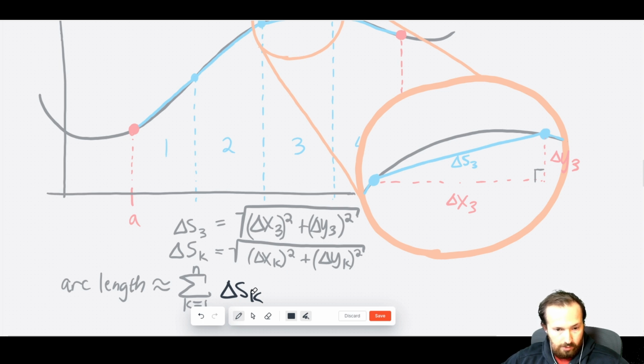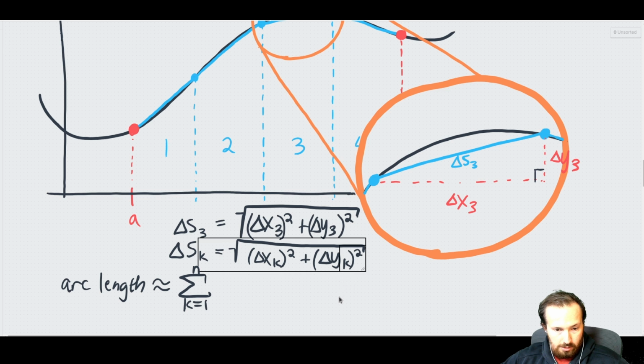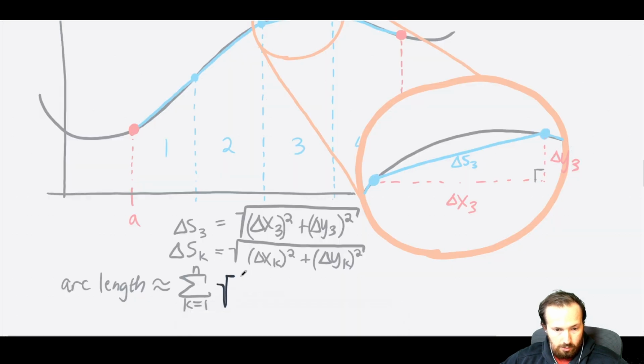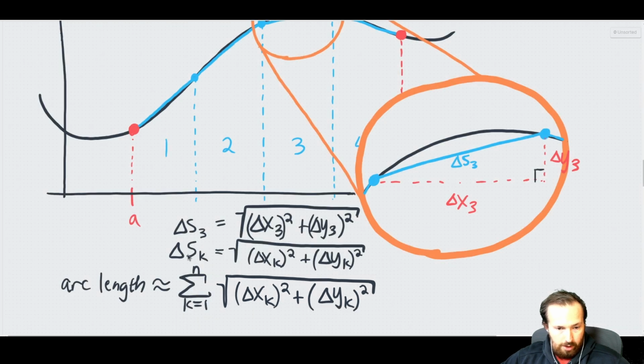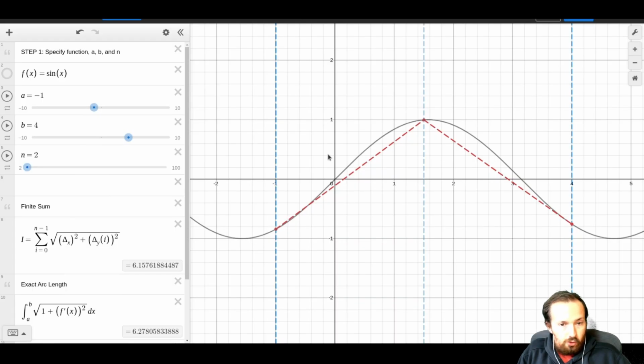But what is that? We already established that it's equal to the square root of delta xk squared, just by the Pythagorean theorem here. Hopefully you can see that logic. And then delta yk squared. So there we go. This should give us a rough approximation for the arc length of any curve.